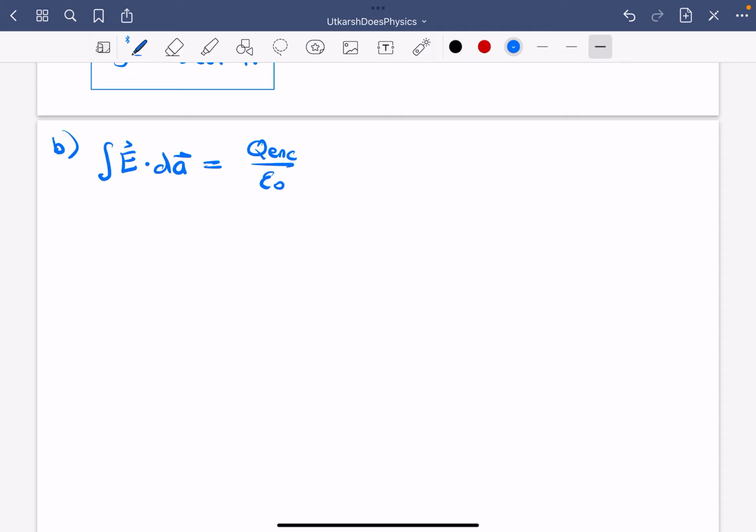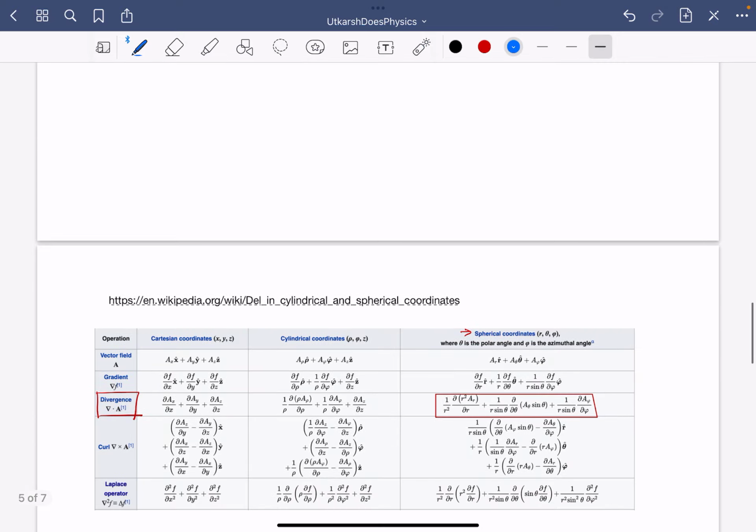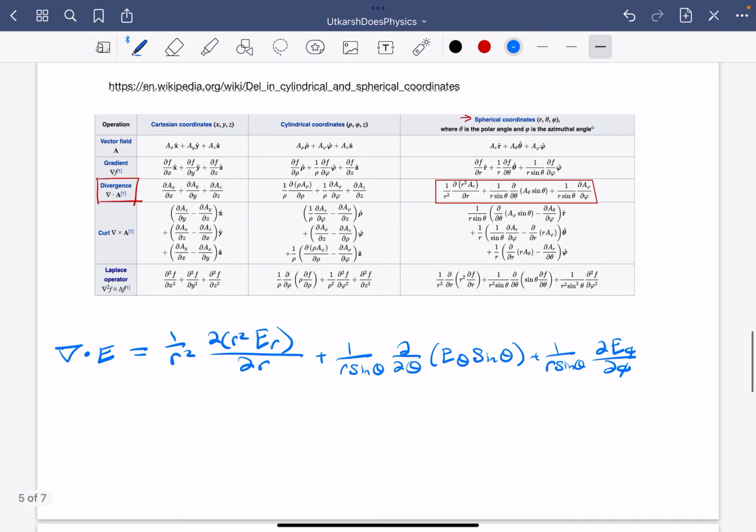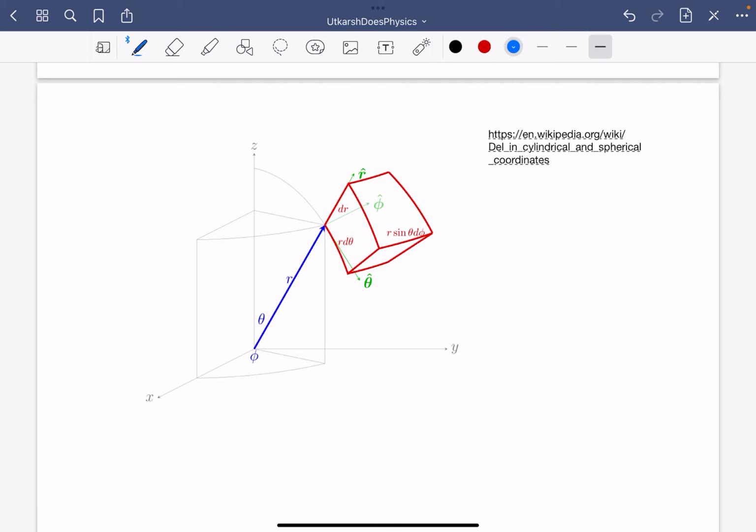So now we're going to compute the second part of this question. We're going to start off by using the integral formulation of Gauss's law. We're already given what E is, and we have to find dA so that we can integrate and find the charge enclosed. So again, I would recommend bookmarking del in spherical coordinates, because on that same web page you also get this diagram over here. And what this tells us is the volume element for each component.